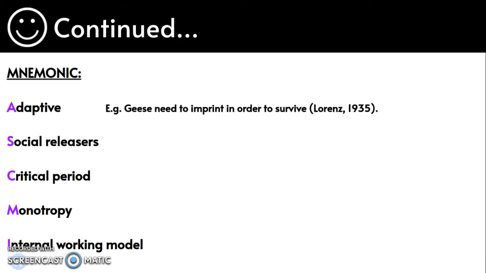A mnemonic to remember this is ASK ME. A stands for adaptive. For example, geese need to imprint in order to survive, according to Lorenz. S stands for social releases. C stands for critical period. M stands for monotropy. I stands for internal working model. So this mnemonic will hopefully help you remember the components of Bowlby's theory.